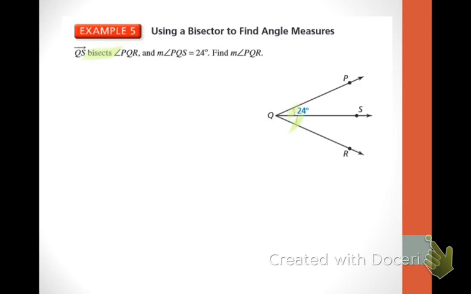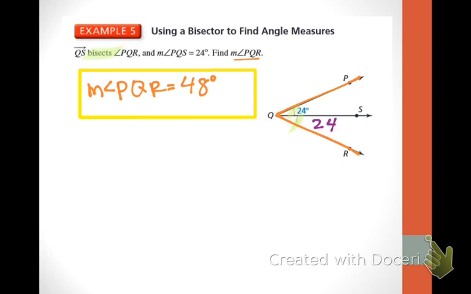Now we are free to answer the question. We're going to find the measure of PQR. If the top portion is 24, what does it tell me the bottom portion is? 24. So then what's the measure of the entire angle? 48. So the measure of angle PQR is 48 degrees. And that's the answer. That's all you do.